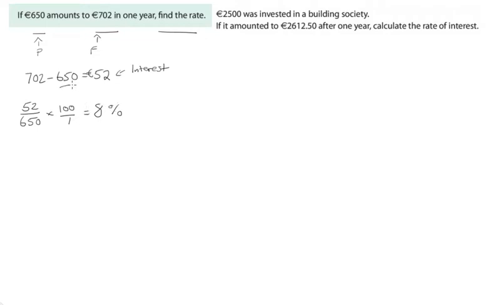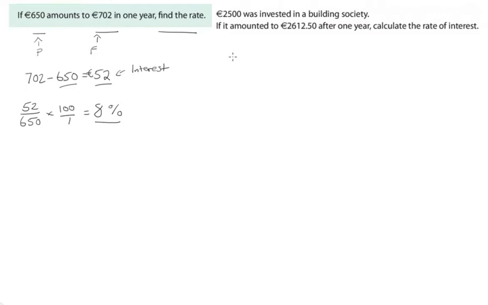If you invested 650 euros for 1 year at 8% interest, you would earn 52 euros. Okay, the question on the right is very similar with different figures, so I want you to pause the video and have a go at it, and then unpause and you can see how I've done it.